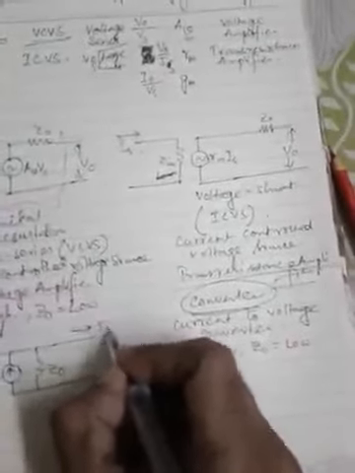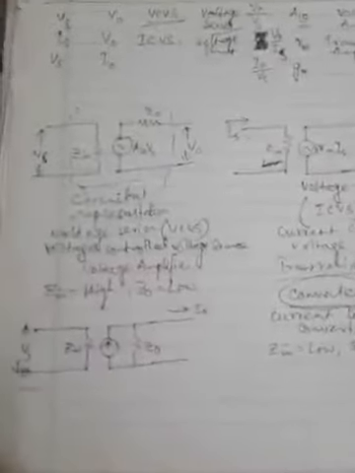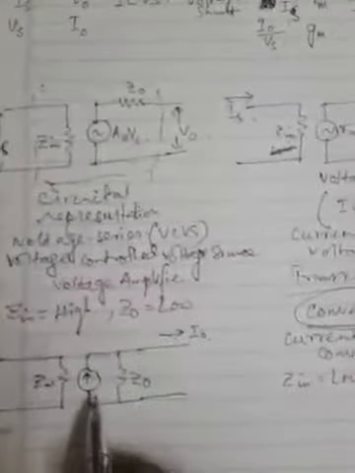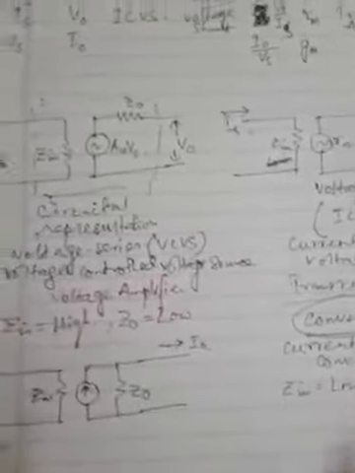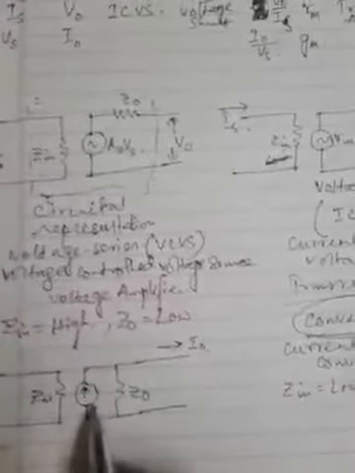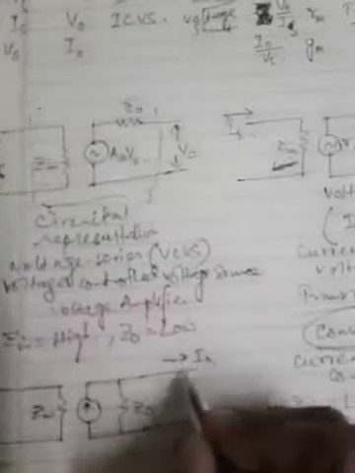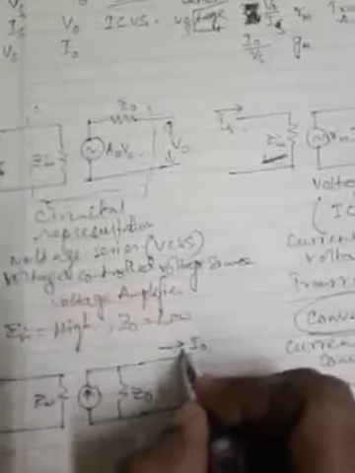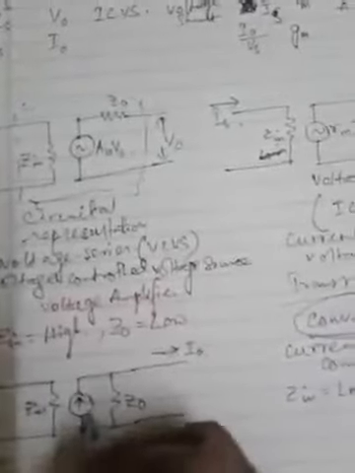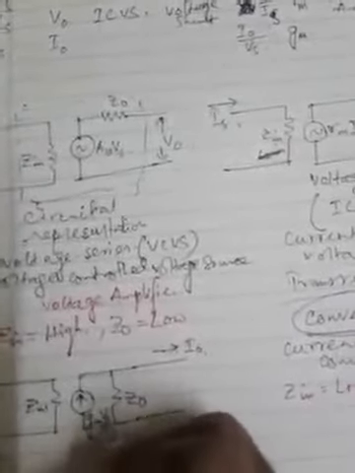and across ZO the output is measured, which is IO. So this is the circuital representation. Here we can see that this is actually a current source in the output circuit whose value is given by IO, and IO is nothing but Gm into Vs. So the value of this current source is Gm into Vs.